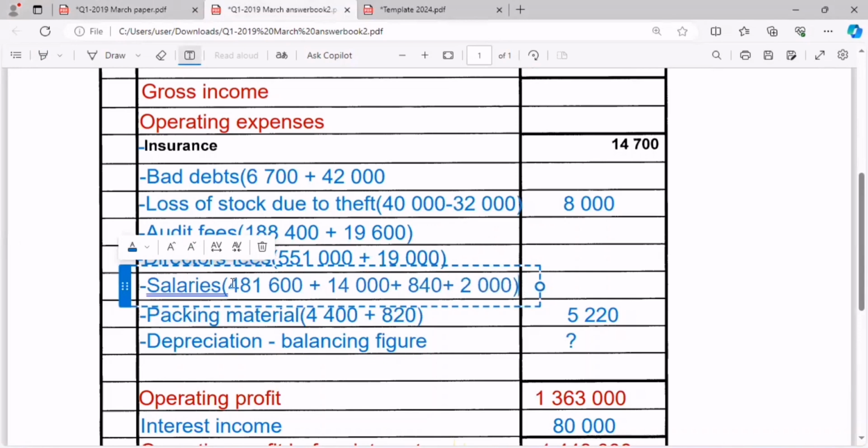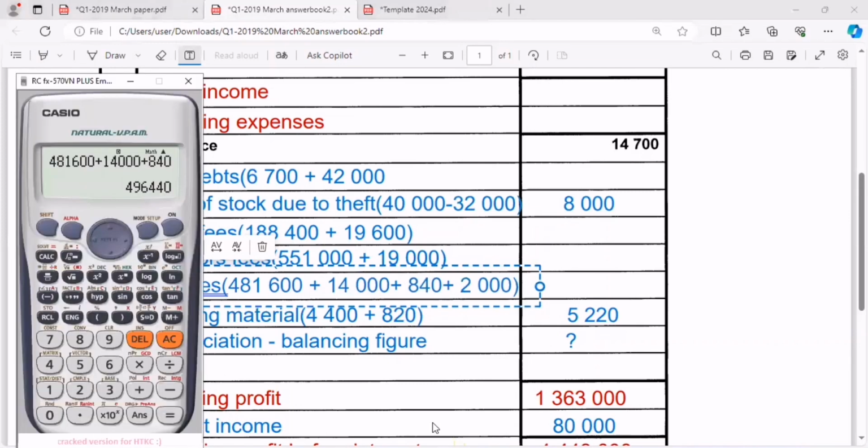Okay, so this one is given in the trial balance. 14,000 is the gross salary that we capitalized. 840 is the contribution towards medical aid, and 2,000 is the contribution towards the pension fund. So now we add everything, plus 2,000. So I'm getting 498,440.